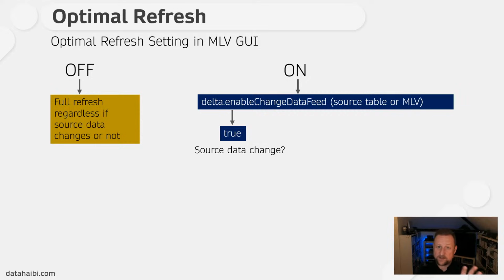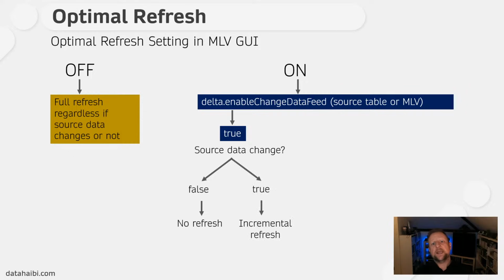Then it does some further checks. So has the source data changed? If it hasn't, well, there's no point doing any form of refresh. If it has, it will do an incremental refresh, and the incremental refresh will be done based on the change data feed. So that's how it's able to do an increment. This is how MLVs are able to do incremental refresh. They're just using an existing feature called change data feed.